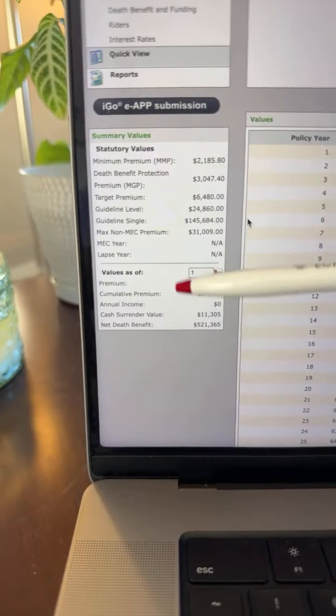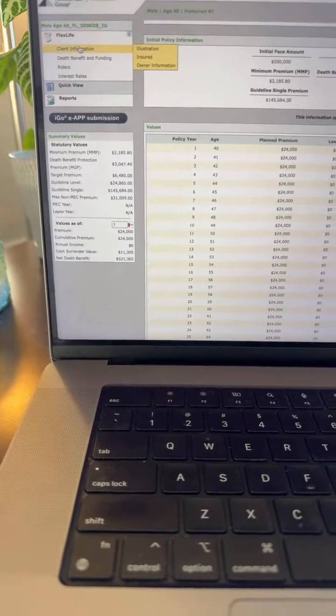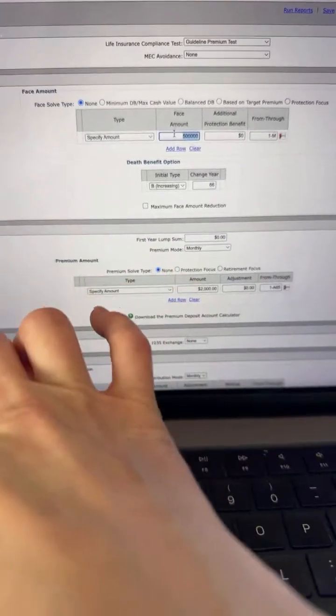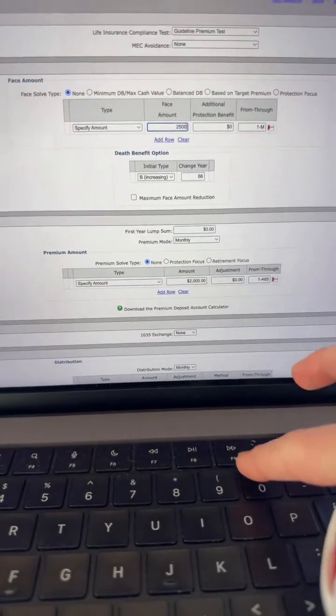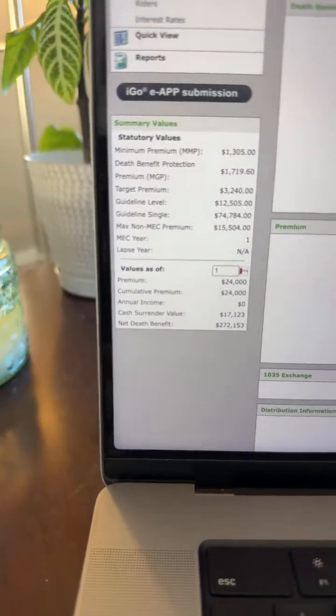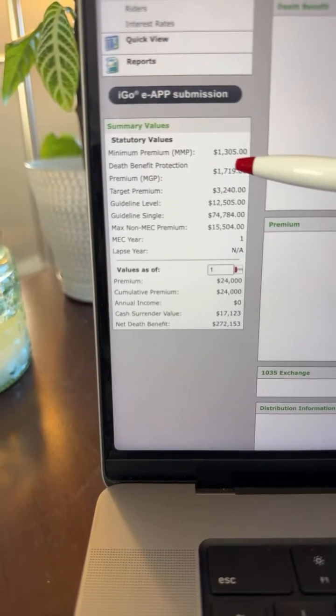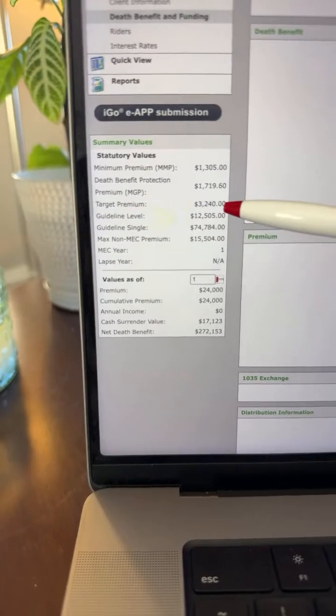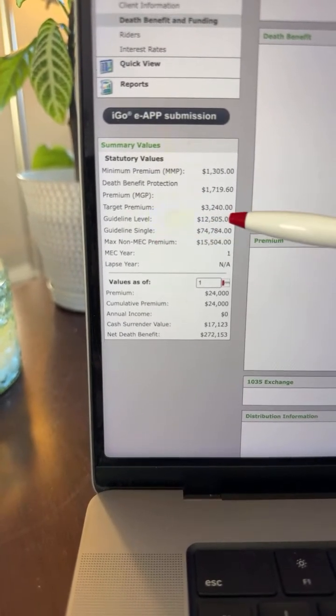So I'm going to show you guys how these numbers change as we manipulate that death benefit. So let me go here into funding. And literally, as I change this, let's say that he doesn't want a $500,000 death benefit. He wants a $250,000 death benefit. What you're going to see is all of these numbers just got adjusted. So minimum premium went down. Target premium went down, guideline level, all of them, right?